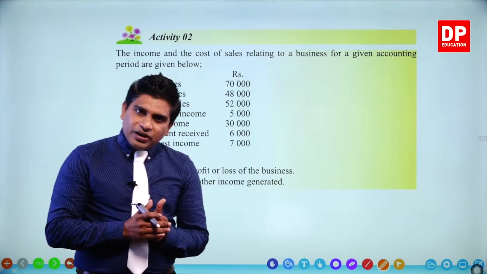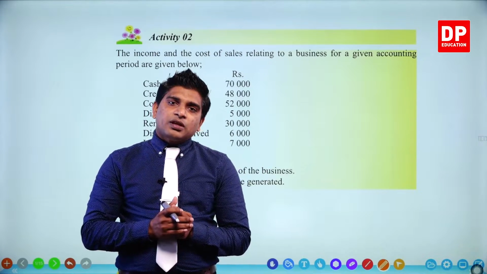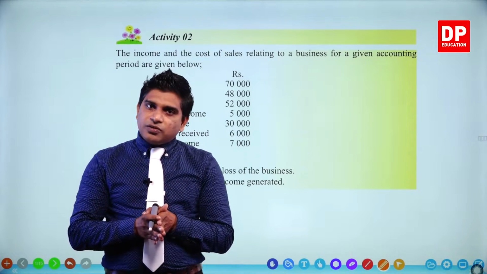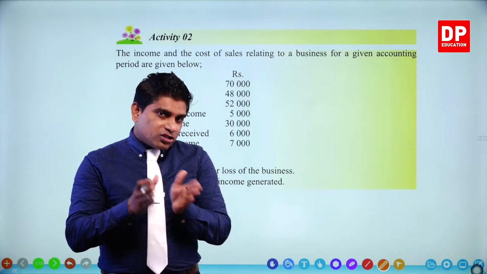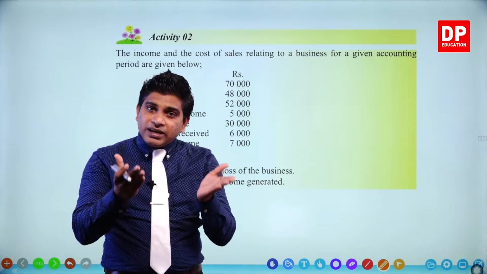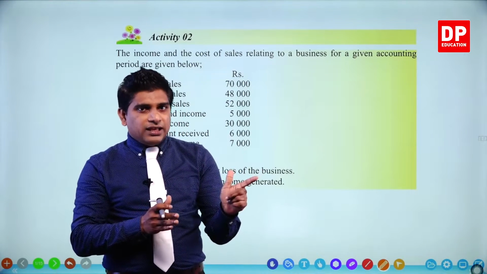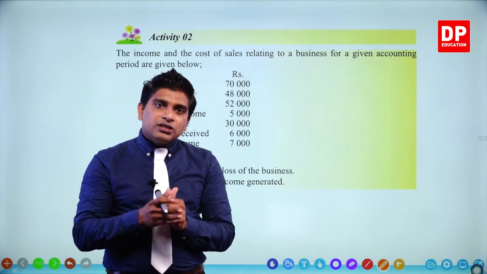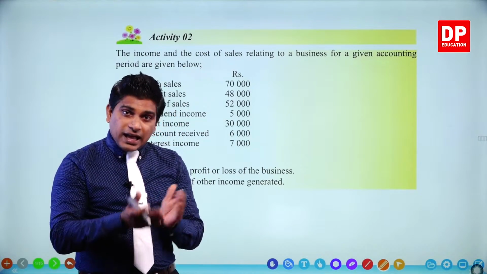To calculate gross profit, we consider cost of sales and sales income. From the sales income, when you subtract cost of sales, there you can see gross profit. If your sales income is more than cost of sales, you see gross profit. Sometimes you may earn a gross loss. That time, cost of sales is more than sales income, then you earn gross loss. These are the things we have done in the last chapter.